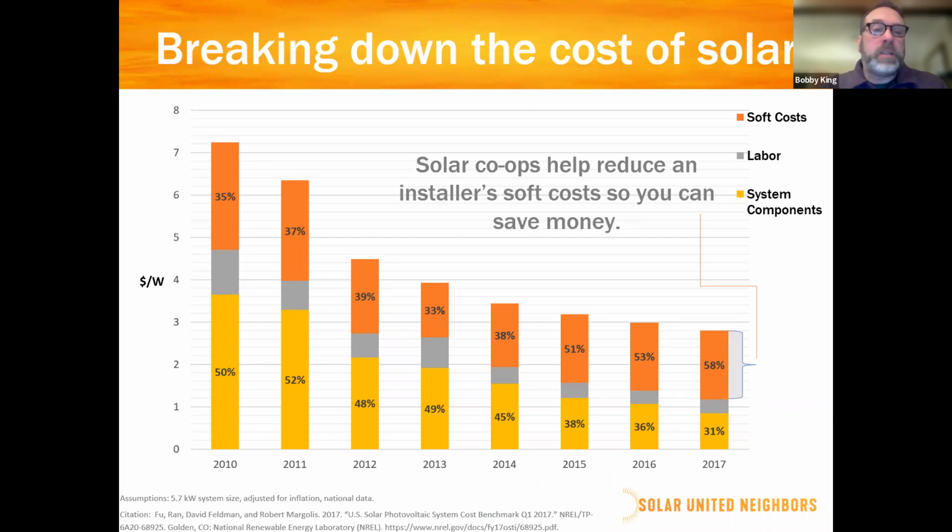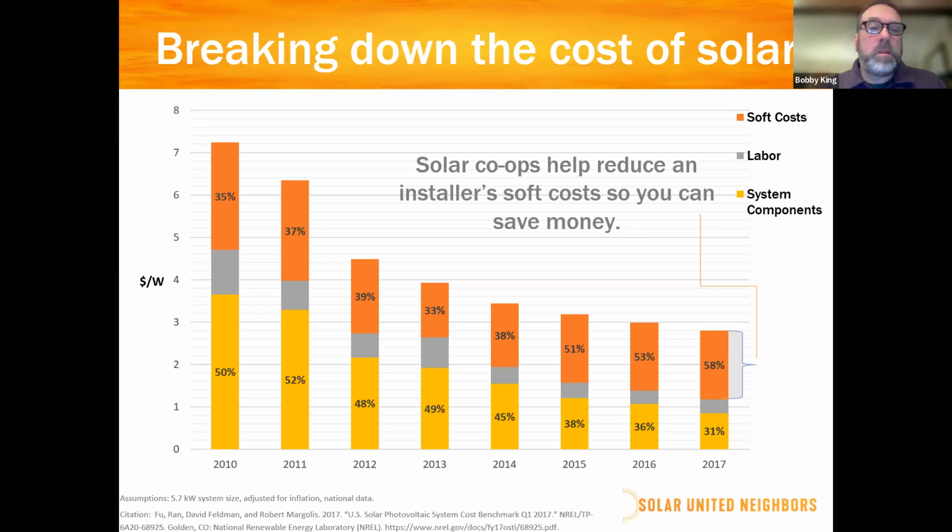Then this slide kind of explains why the co-op works. The line in its totality is the cost of solar per watt over the years. And you can see it's gone down from 7 to under 3. This is nationally.